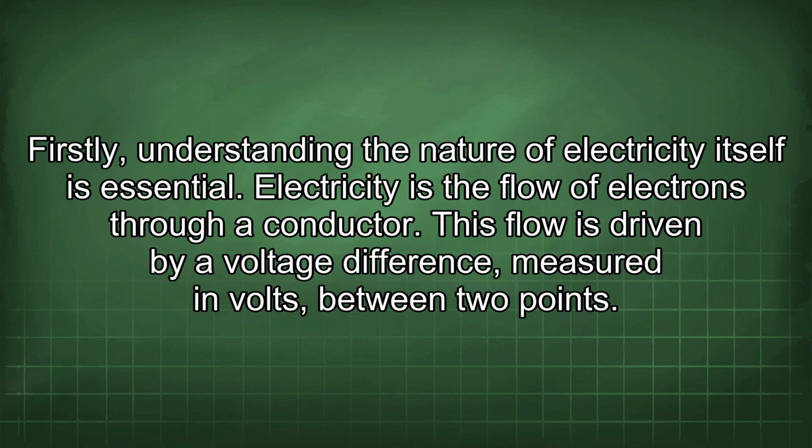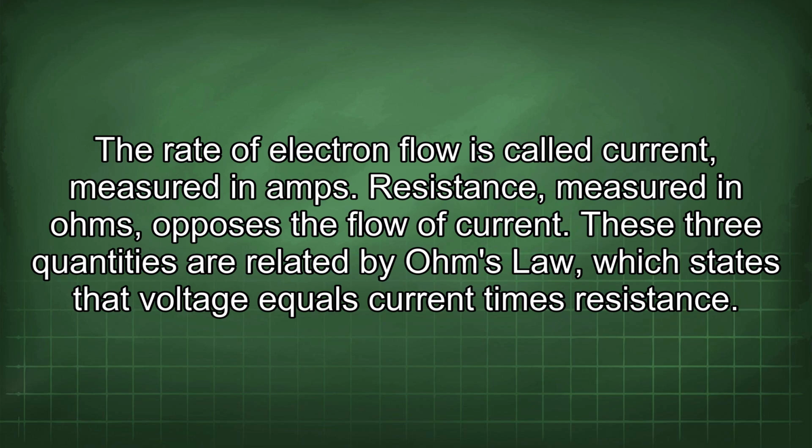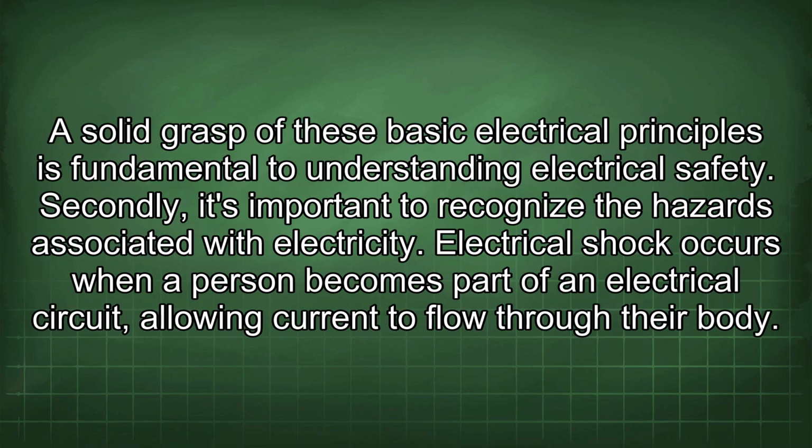Firstly, understanding the nature of electricity itself is essential. Electricity is the flow of electrons through a conductor. This flow is driven by a voltage difference, measured in volts, between 2 points. The rate of electron flow is called current, measured in amps. Resistance, measured in ohms, opposes the flow of current. These three quantities are related by Ohm's law, which states that voltage equals current times resistance. A solid grasp of these basic electrical principles is fundamental to understanding electrical safety.